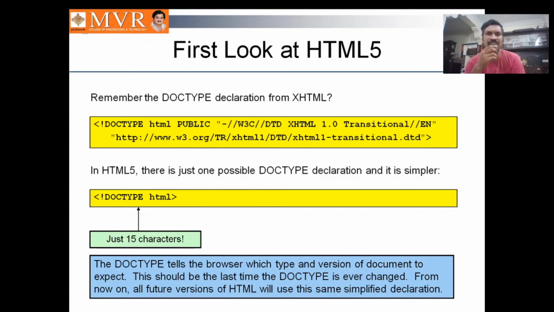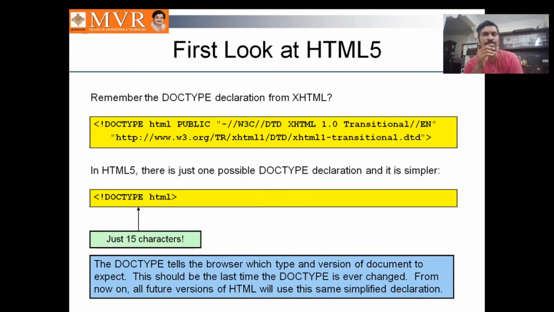Whereas in HTML5, we will declare just like this: doctype HTML, just 15 characters. In HTML5, there is just one possible document type declaration and it is simpler. Whereas in HTML or XHTML, we have to declare the top two lines. Here it is not required, just 15 characters are enough. What is the document type?